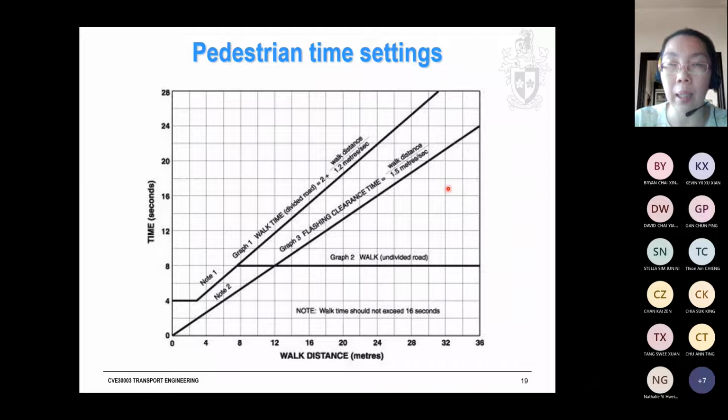So we design the signal display time, or pedestrian time, using this graph, and we'll go through this graph in tutorial to see how we get the time for pedestrians.